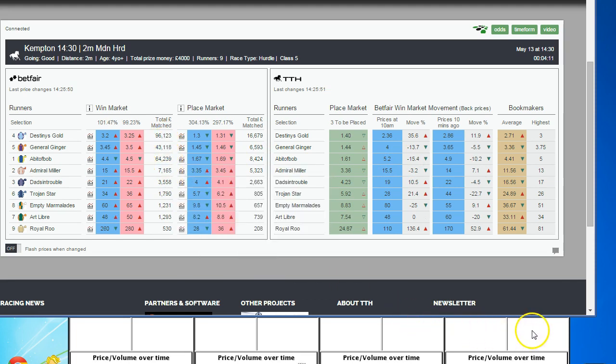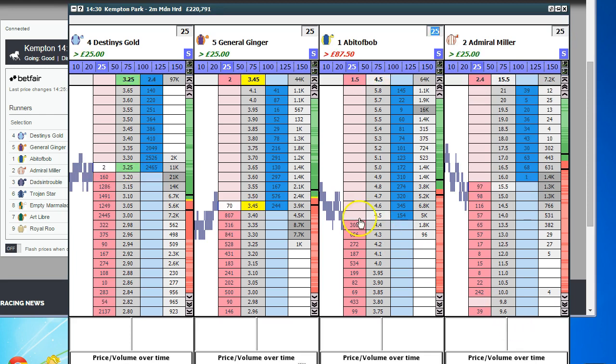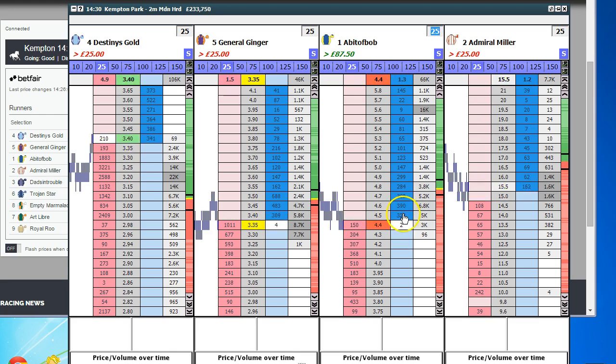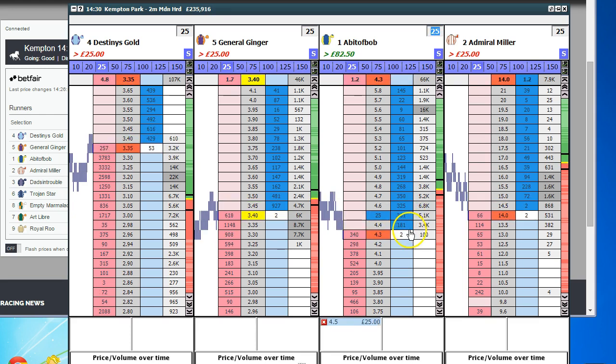So if we nip across to our API software here, which is Geeks Toy, when we loaded this up, we centered all the ladders around about here, so you can see it's come in a little bit since then. So this suggests there's a good opportunity to back. What we're going to do is put a small stake into the market. We're going to get in at 4.5 if we can.